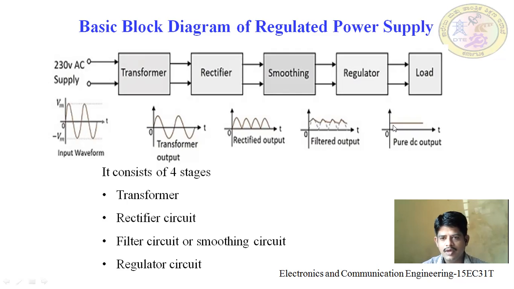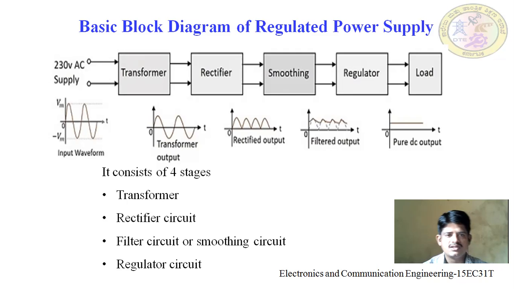You can observe we have a pure DC output which is maintaining a constant DC. So with the pure DC output we have here, that will be given to the load. So this is the complete block diagram of a regulated power supply. I hope all the blocks are very clear to you, and you can imagine the function of each stage, the necessity of each stage, and the output of each stage. Okay, so this shows the complete information regarding the regulated power supply.